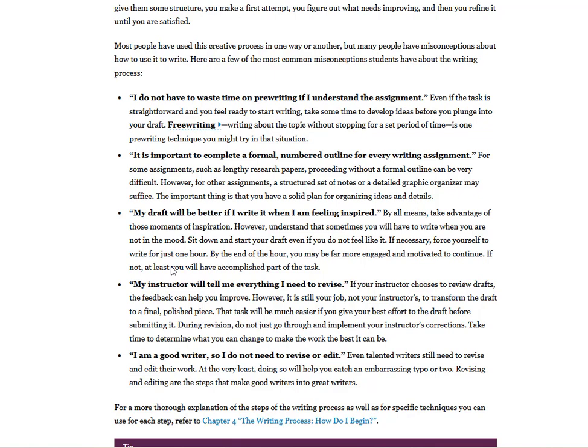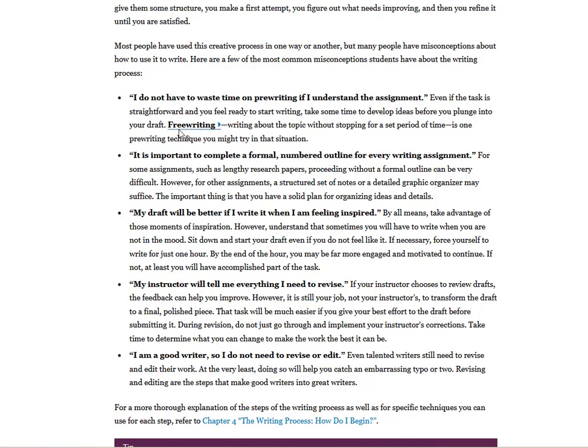Even if the task is straightforward, you have to pre-write in order to take time to develop ideas before you plunge into your draft. One pre-writing technique that I really like to do is something called free writing. Free writing is writing about the topic without stopping for a set period of time. And this is one pre-writing technique you might try in that situation.